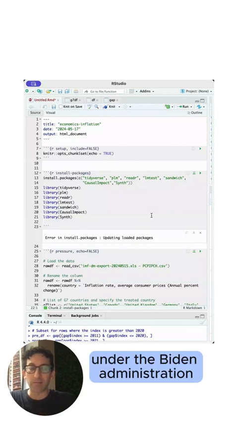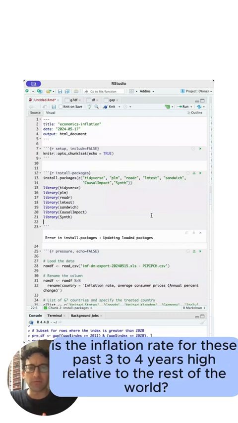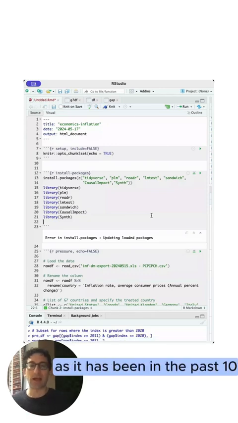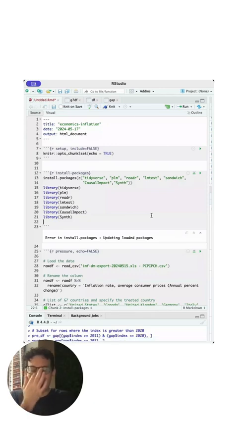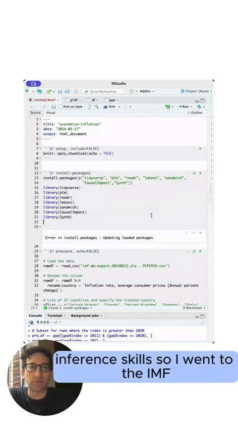under the Biden administration being so high, but I was curious, is the inflation rate for these past 3 to 4 years high relative to the rest of the world during these past 4 years than it has been in the past 10? And this gives me an opportunity to display some causal inference skills.